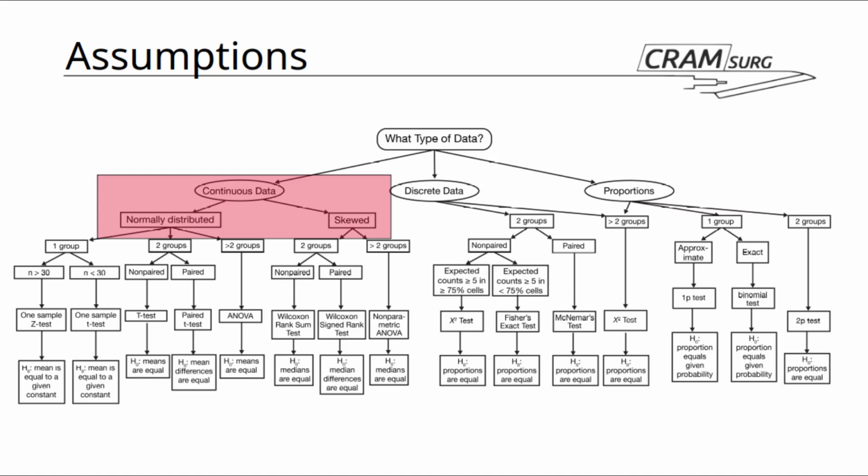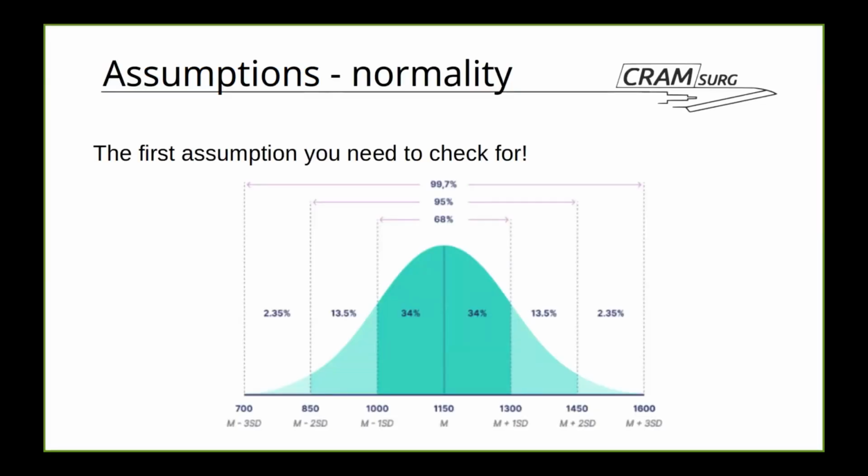So today we are going to focus on one of the most important assumptions in statistics, and this has to do with continuous data particularly. As you can see in this diagram, the first split you meet when you go down the path of continuous data is normally distributed versus skewed. The main assumption you're making when you're running a test is that your data has a particular type of distribution, at least for continuous data.